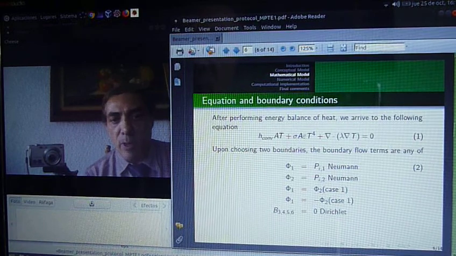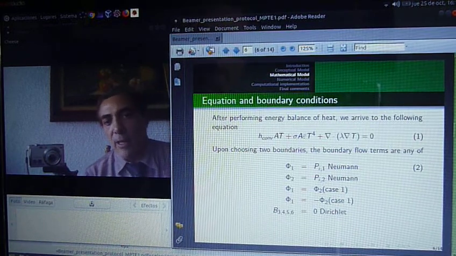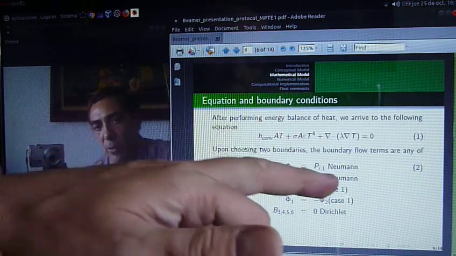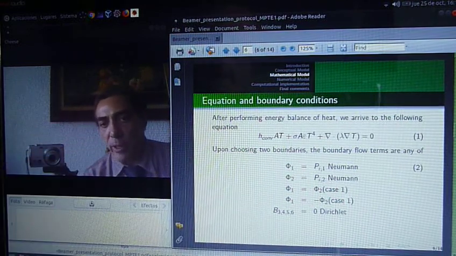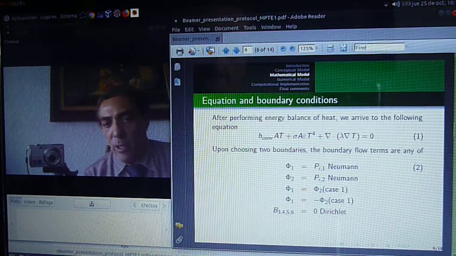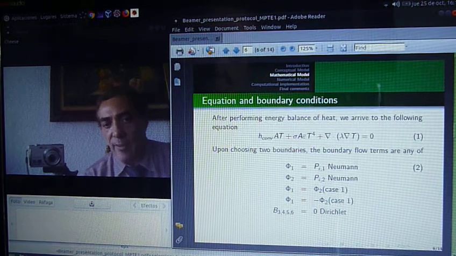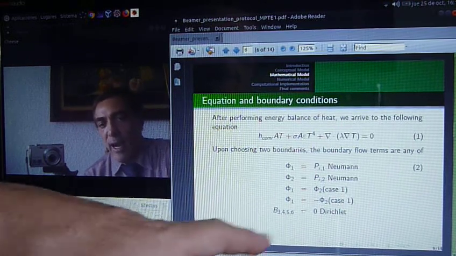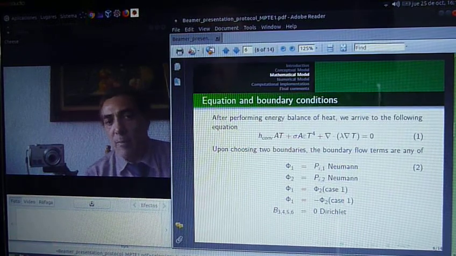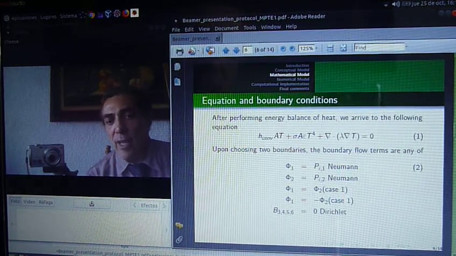Upon choosing two boundaries, we have these possibilities. Here we have these two boundaries on which we will have Neumann boundary conditions, where we are going to inject the power, and we have two cases: either they are equal or they are opposite in sign. And the other boundaries are zero in terms of injection of power. They are merely going to radiate energy.